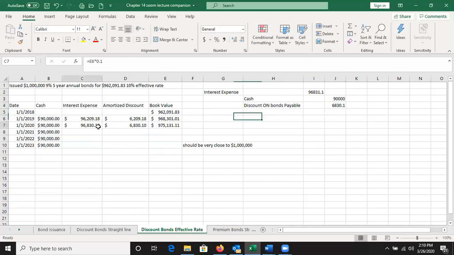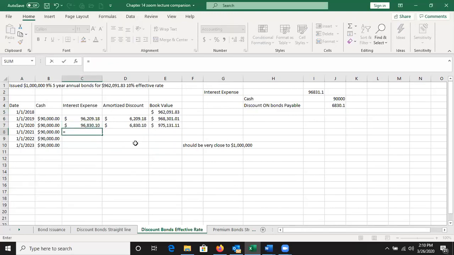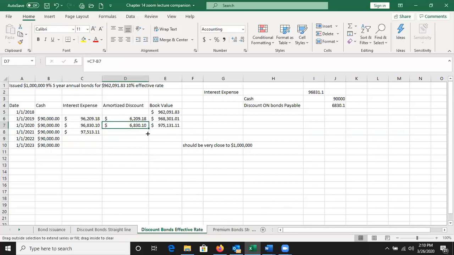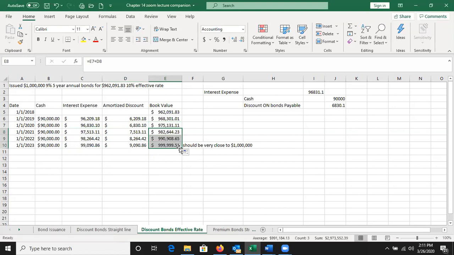Now, if we go ahead and we fill this out, again, the new interest expense is going to be this book value, 975 times 0.10. Amortized discount is the difference between these two, then the new book value, add it up. And if we continue to do this all the way down, we should get very close, off by like a penny to 5 cents. All right, 50 cents in this one, a bigger difference, but again, we're close. As long as you see all those nines, you're very close, rounding wise. So very close to $1 million. Okay.